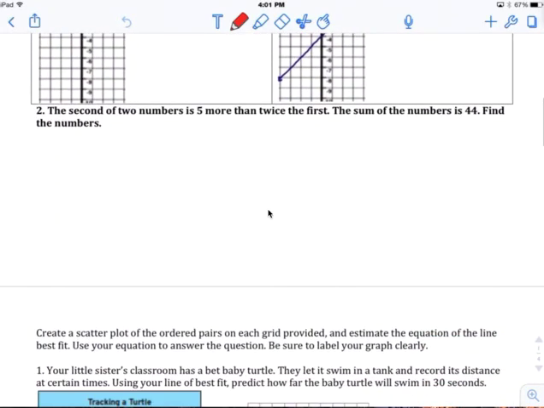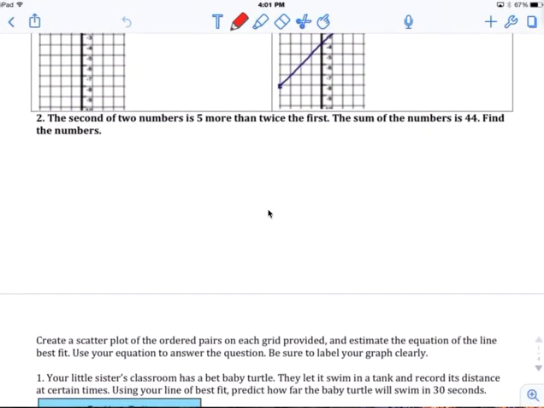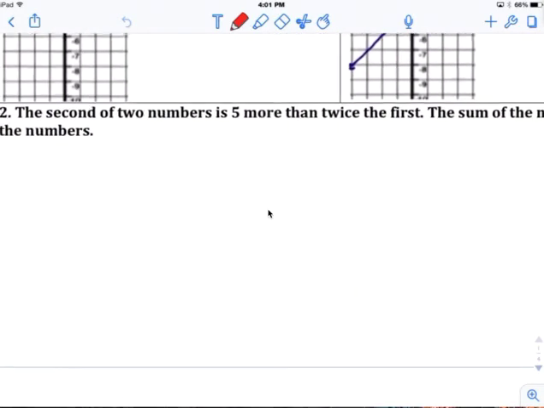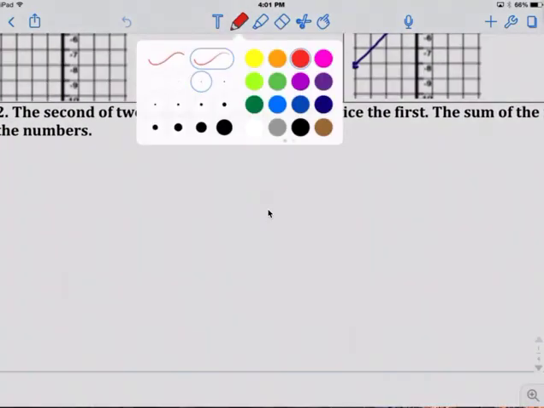Homework now. Number 2 will be on the test, so make sure you know how to do it. I think I went over it in class. Just in case you didn't understand, I'll go over it again.